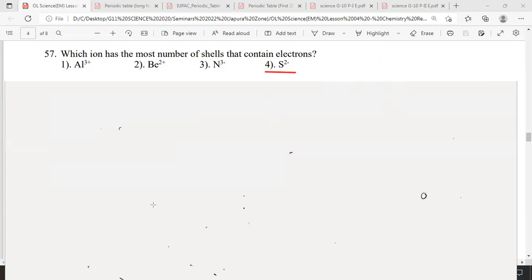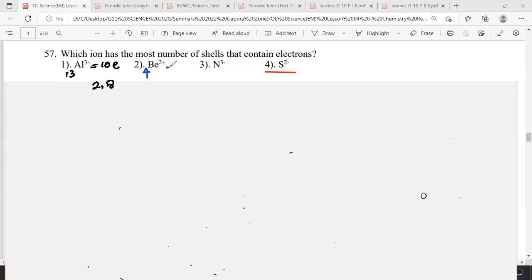Look at the screen, everyone. The best thing, you should know the atomic number of each and then write the configuration. I'll tell this step by step. Atomic number is 13, but electrons will be 10. Why? Because it's 3 plus, not 13. So configuration will be 2, 8. How many shells are there? Only 2 shells. Look at here, beryllium. Beryllium atomic number is 4.